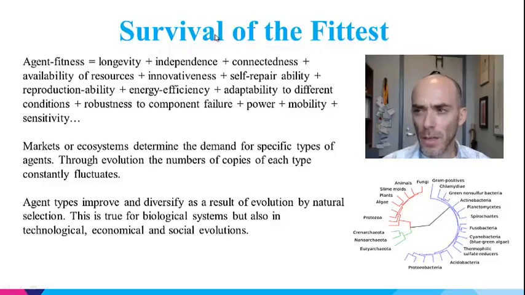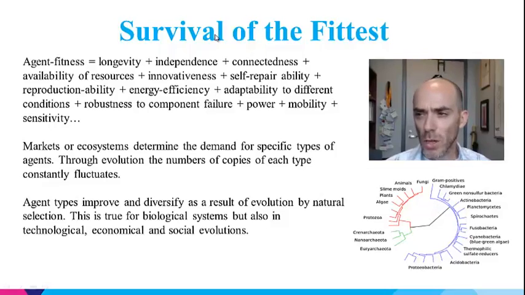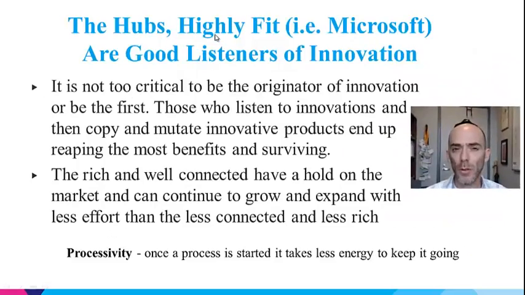So in markets and ecosystems, there is a fluctuating demand for specific types of agents. And through evolution, the number of copies of each agent is constantly fluctuating. When we discussed the scale-free evolutionary process, we made the assumption that hubs have higher fitness. So the hubs in complex systems are in general the most fit agents, but they do not necessarily have to be the best innovators. They just have to be good listeners of innovations.